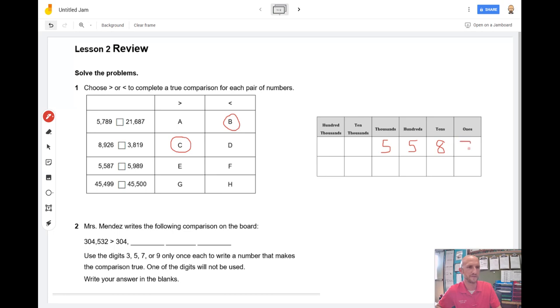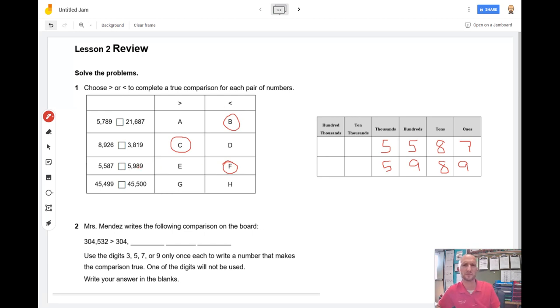So you have 5,587 compared to 5,989. So comparing these, both have 5 in the thousands place, but this one has 500s and this has 900s. So I want my inequality to read, okay, we think about that symbol as a mouth. The mouth is open to the larger number. So 5,587 is less than 5,989.